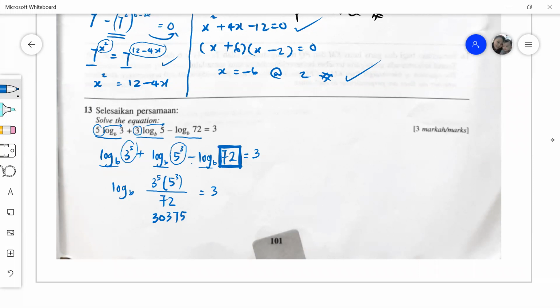30375. Oh, can we simplify it by 72 right away? 421.875. Oh, cannot. We don't want fraction, yeah? And we don't want decimal number, preferably in fraction, so that we can simplify it later. Here. I don't like this number. Okay, the simplest form will be this.